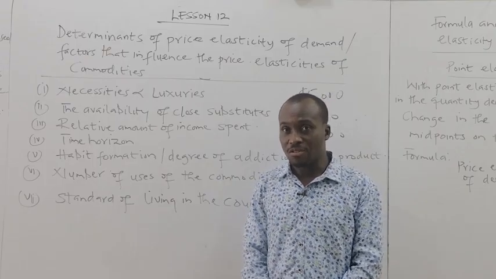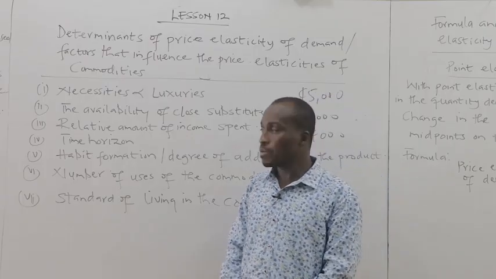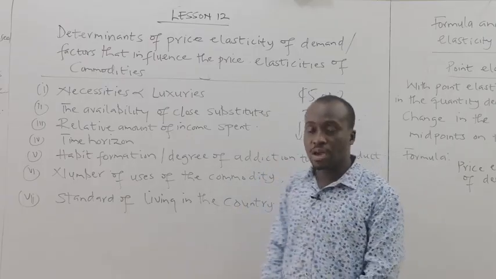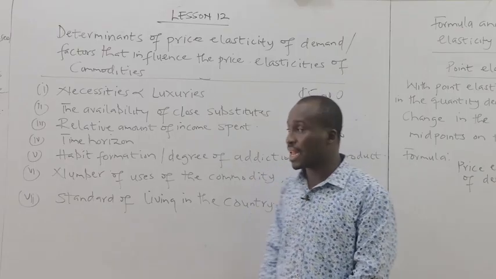So you are beginning to understand why some goods are elastic and some goods are inelastic. Commodity that takes a small chunk of your income tends to be inelastic. A commodity that takes a higher chunk of income tends to be elastic.